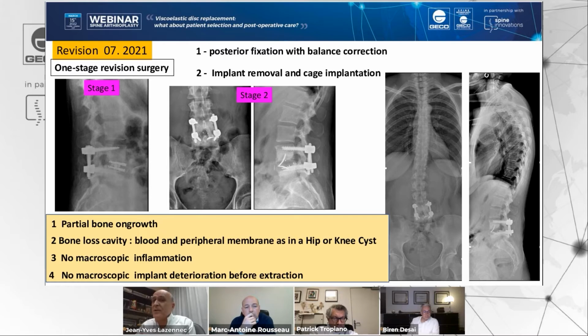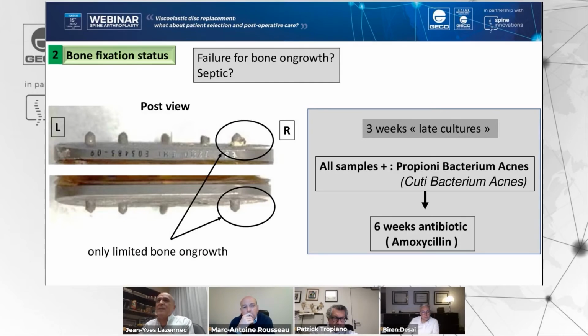Bone loss: inside of the bone loss cavity, I had blood and a peripheral membrane, as we see in hip or knee cyst. I am also a hip and knee surgeon. It was exactly the same aspect as we have around our hip or knee prosthesis sometimes. No macroscopic inflammation and no macroscopic implant deterioration before extraction. So I tried to keep the implant intact to analyze this implant.